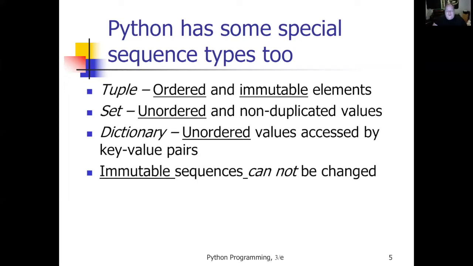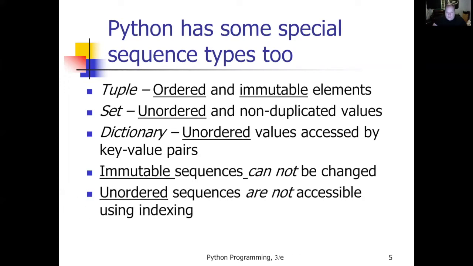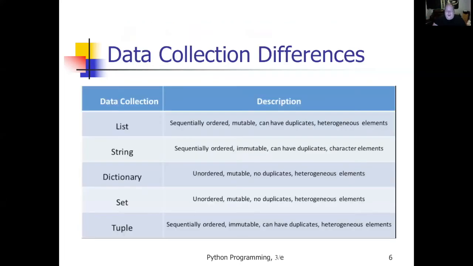Most sequences cannot be changed if they're immutable, and unordered sequences are not accessible using indexing. Normally, something is either immutable and ordered or mutable and unordered. Sometimes, like in a set, it is both unordered and immutable, both. It's really weird. It's something that's useful to play with, and we'll talk about how they work.